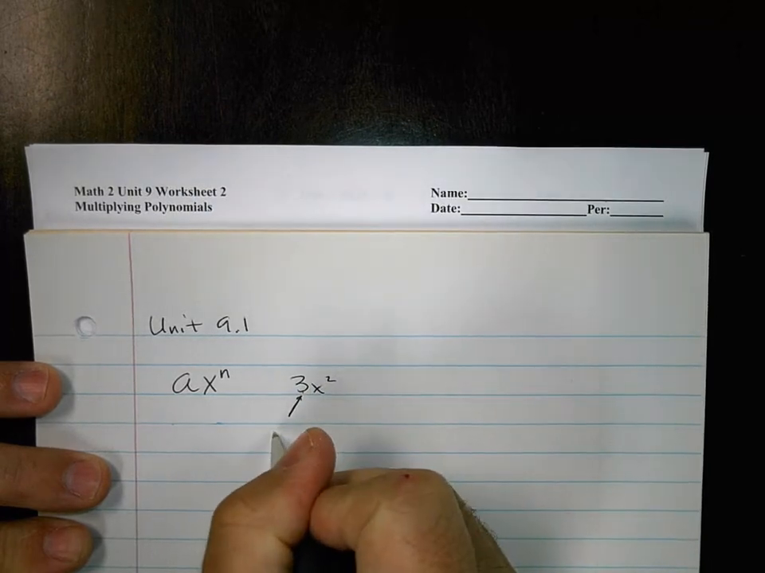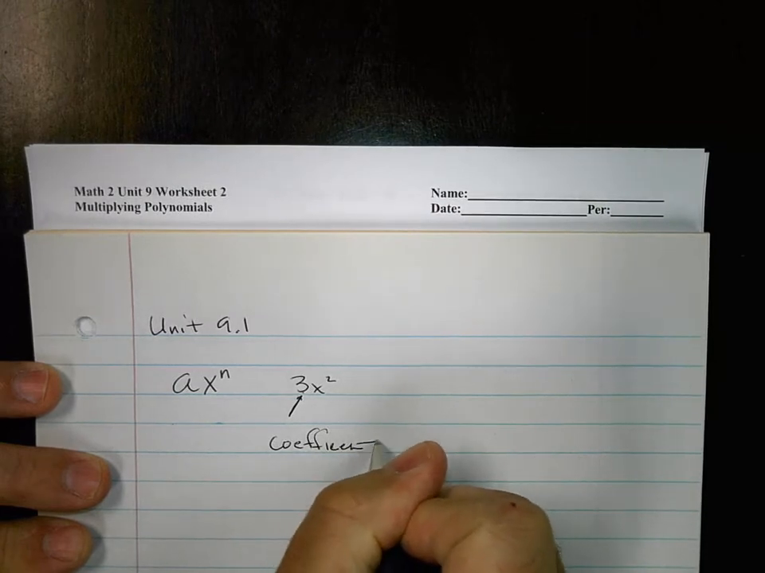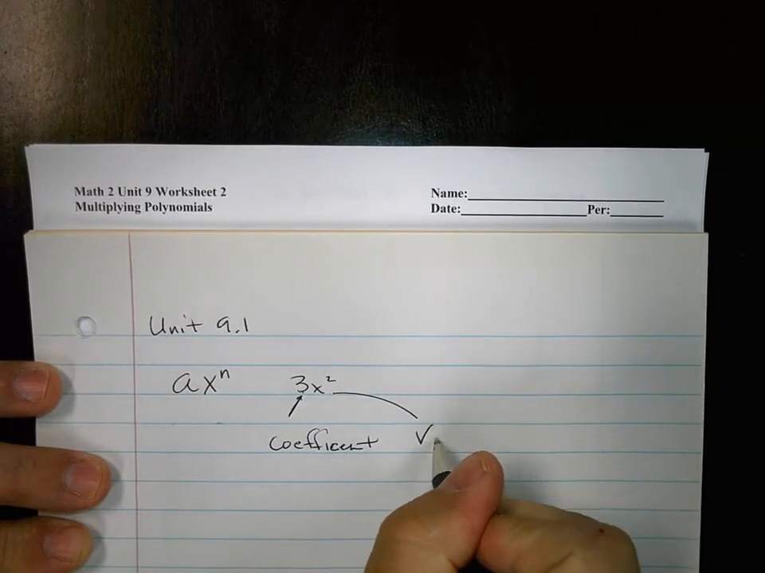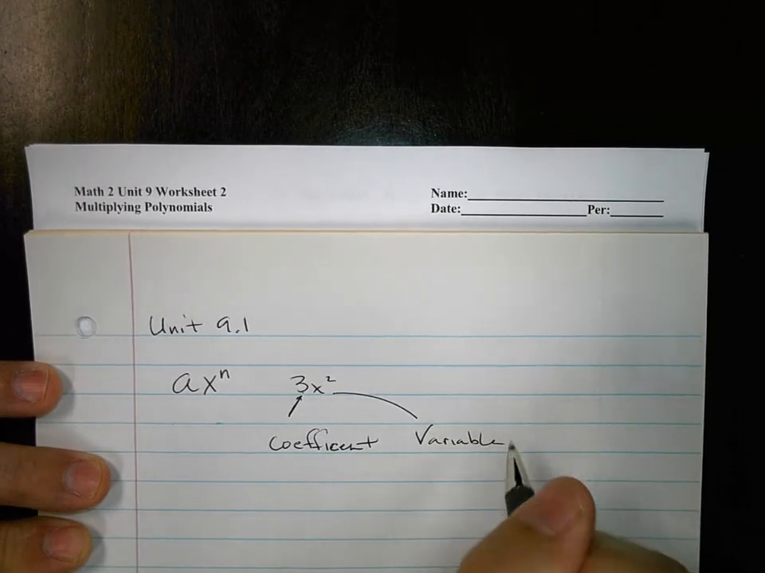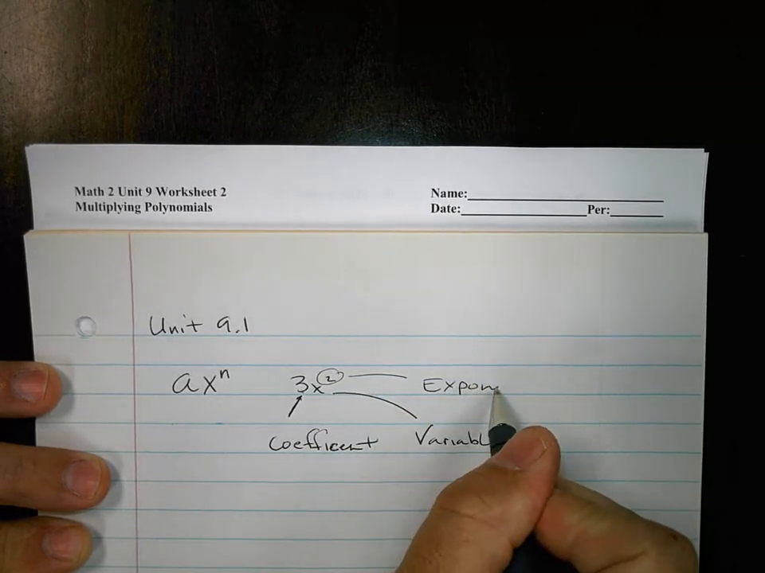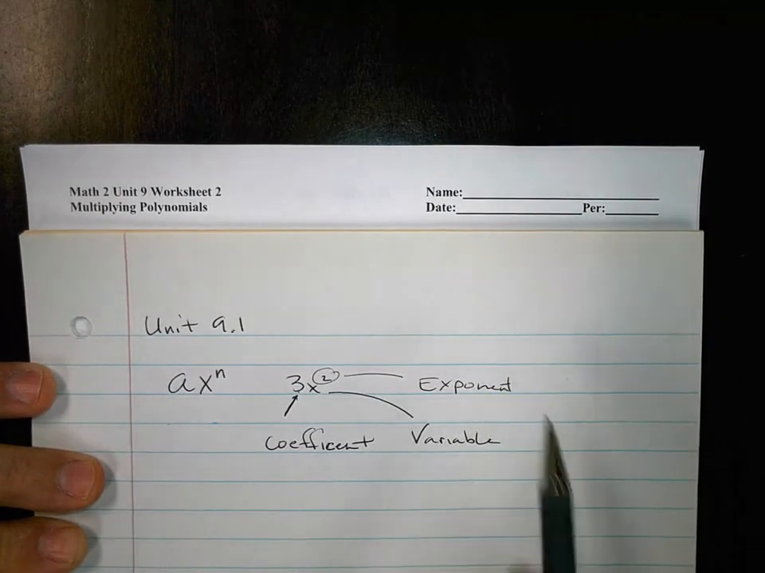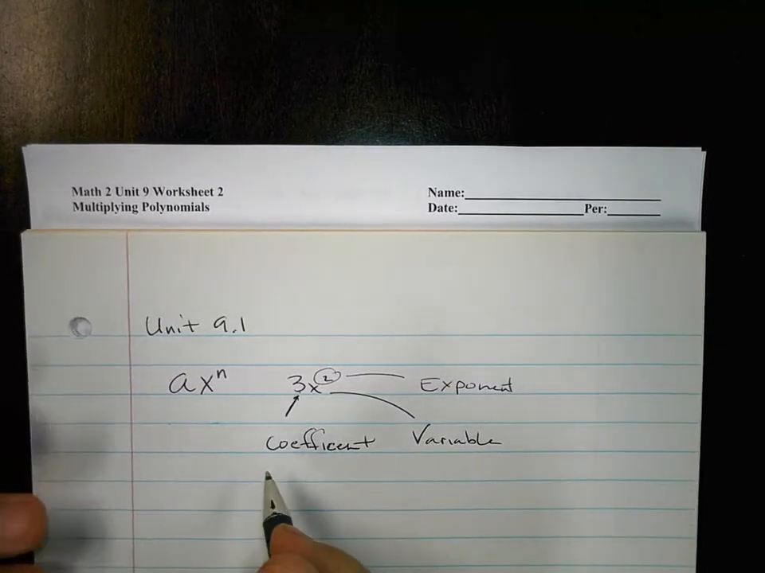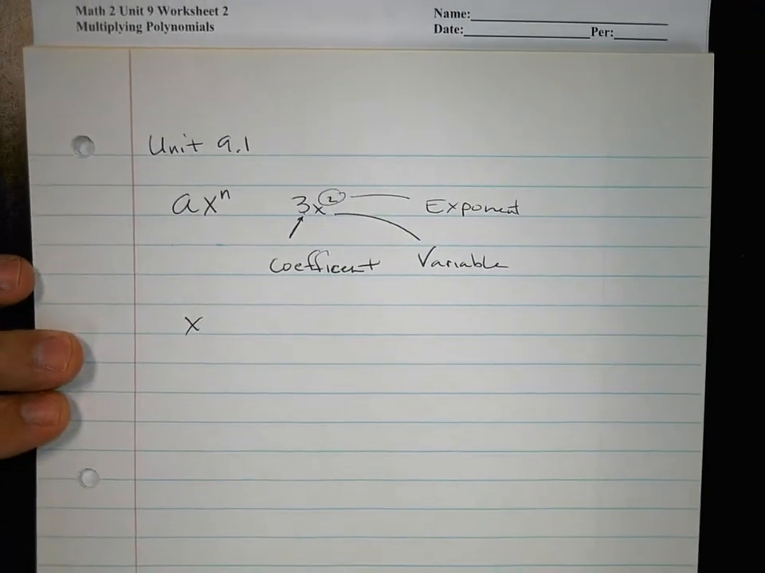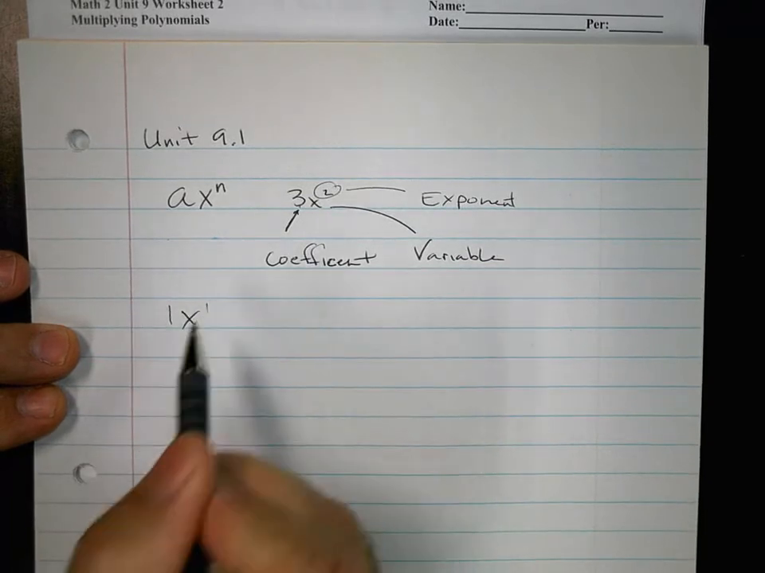Okay, let's write that down. Coefficient. That's a C, sorry about that. x is the variable, okay? And 2 is the exponent. E-X-P-O-N-E-N-T. All right, let's go another one. A basic one could be x, where the coefficient is simply 1 and the exponent is 1.